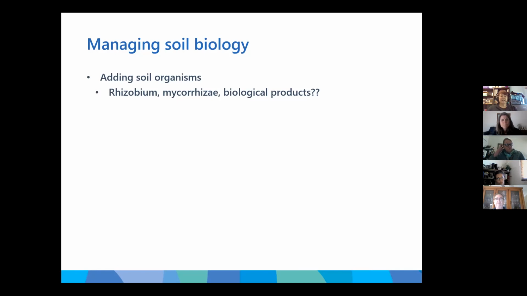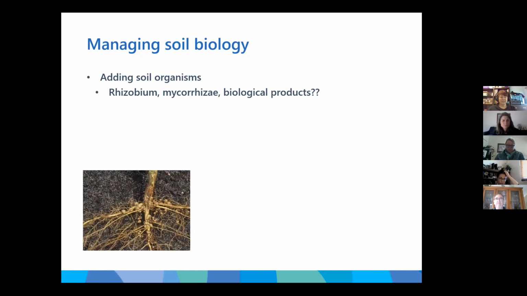Mycorrhizae. There are some crops around the world that people add mycorrhizae to, depending on the host specificity. So if you've got research that shows one particular mycorrhizae is very beneficial for a crop species, then that can be added. And there are a multitude of new biological products on the market that claim to add soil organisms to the soil, and there's less research and understanding about what these do. So here's the example of rhizobium in nodules on a legume.